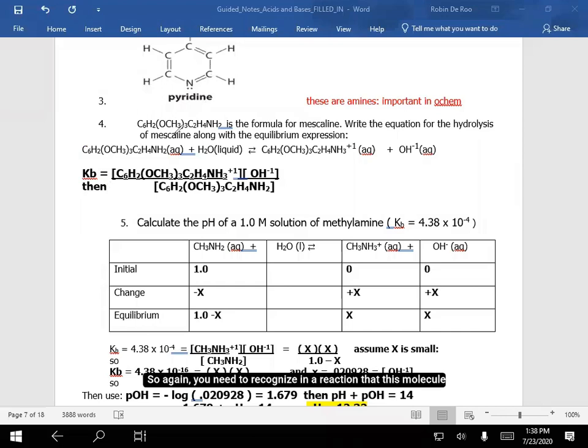So again, you need to recognize in a reaction that this molecule is acting as a base. That means the water would be acting as an acid. And so if this molecule is reacting as a base, then you're going to use a Kb.